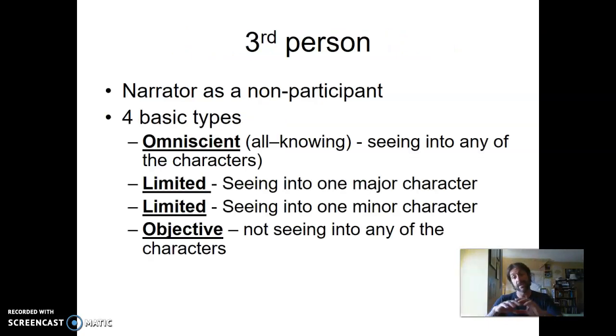Now, third person is as common as first-person point of view. The Interlopers was a third-person point of view story. That's somebody outside of the story relating the story to us. And if you think about the ending of that story, there's no way Georg or Ulrich could tell us that story because they're dead. They got eaten by wolves. So it's a third-person point of view. Now you have four basic types: omniscient, limited, another version of limited, and objective.